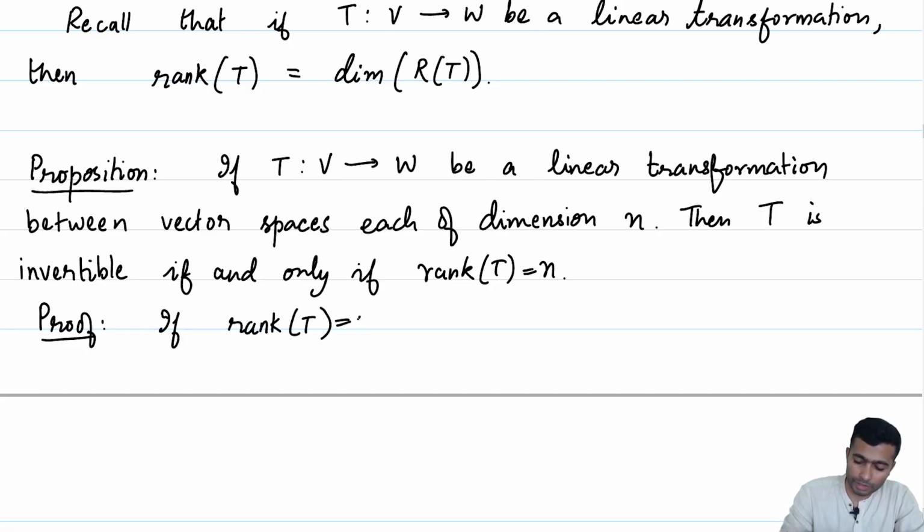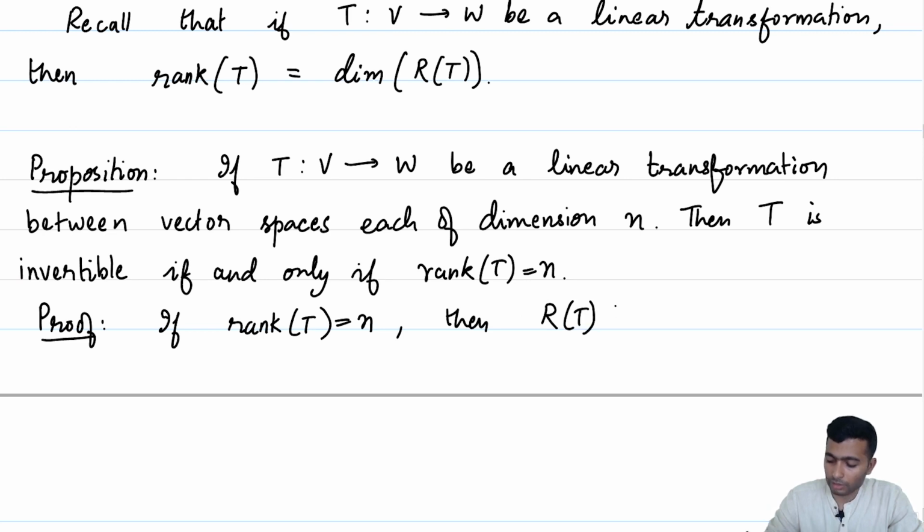Observe what happens when the rank of T is n. Then R of T is an n-dimensional subspace of an n-dimensional vector space. This directly implies R of T is equal to W, because the rank of T equal to n implies the dimension of R of T is equal to n. R of T is a subspace of W, and we know that W is of dimension n. Therefore any n-dimensional subspace of an n-dimensional vector space will be the entire space, which means that R of T is W, which implies in particular that T is surjective.